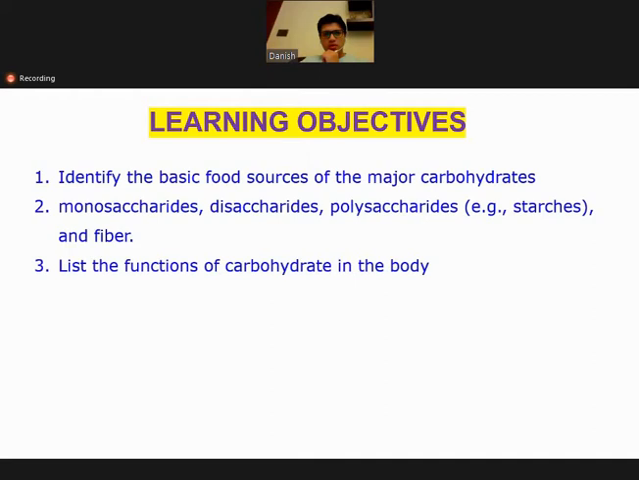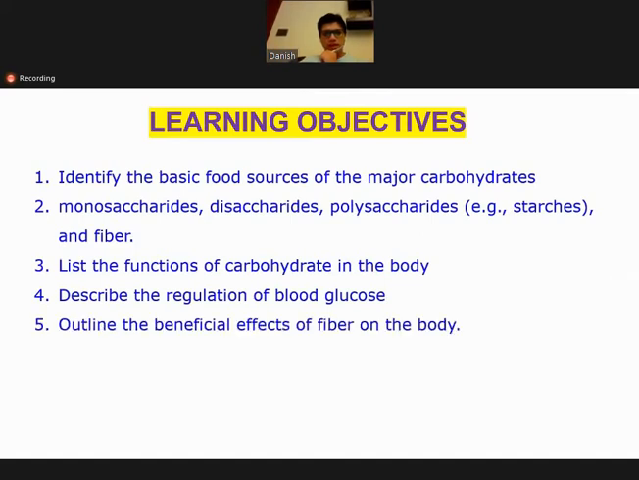What are these, and in which food items are these mono-, di-, and polysaccharides present? Then, at the end of the lecture, you'll be able to list the functions of carbohydrates in the body, describe how blood glucose is regulated, and which factors contribute to increasing and which to decreasing blood glucose. Outline the beneficial effects of fiber on the body, since fiber is really important as far as health is concerned.